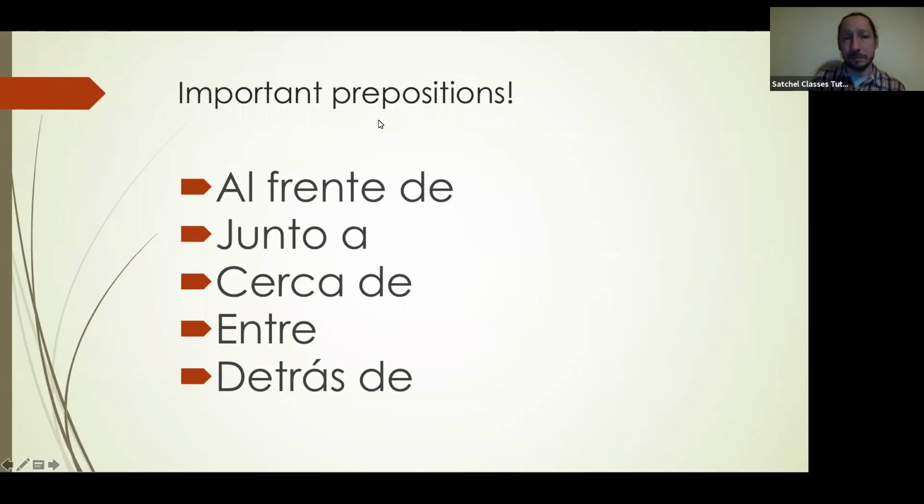Okay, so I'll repeat them so you can learn the pronunciation of them. Al frente de, junto a, cerca de, entre, detrás de. Okay, keep an eye on the ending here, de, a, de, because most prepositions of place, if you like, will have that de. So it's a combination of different words actually. And these are like prepositional phrases as they call them. Right, so let's continue.